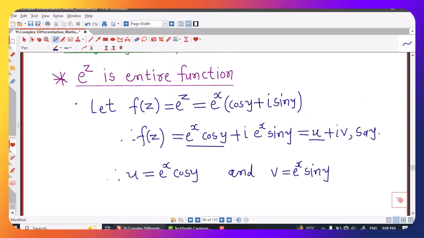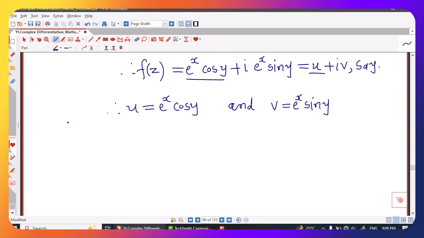Here we have already written that e raised to z is an entire function, that is we are proving that e raised to z is analytic at every point in the complex plane. So we must have satisfaction of the Cauchy-Riemann equations at every point. Now first we find the partial derivatives of u and v. Del u by del x is cos y, which is constant, times the derivative of e raised to x, which is e raised to x, and del u by del y is e raised to x, constant, times the derivative of cos y, which is minus sin y.